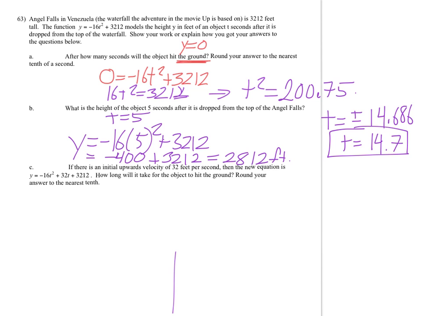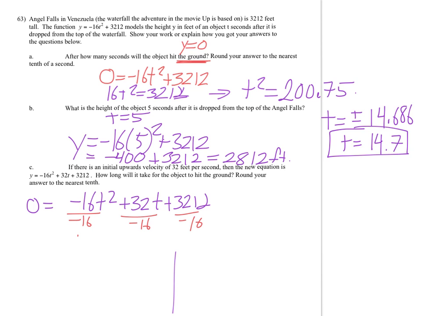And finally, initial upwards velocity of 32 feet per second. How long will it take for the object to hit the ground? So we've got a new lovely equation. So hit the ground is going to be 0 again. Negative 16t squared plus 32t plus 3,212. I'm going to clean this up a little bit by dividing everything by negative 16. And we get t squared plus negative 2t. And 3,212 divided by 16 we already did once, minus 200.75.